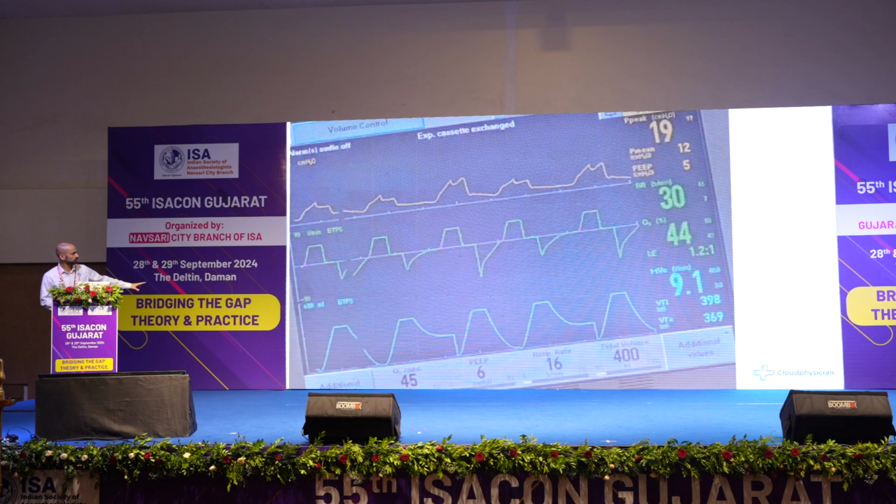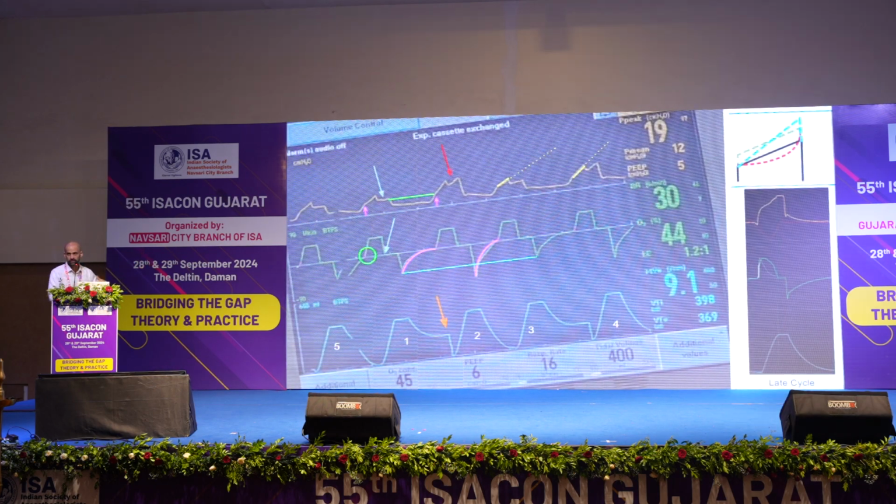This is your Maquet Servo ventilator, and you can see multiple abnormalities here, and I've labeled all of them. This is how you'll have to practice. What you see here is that there's not much of a step up, so it's not a resistance problem. Peak expiratory flow is high only on some breaths, not on all breaths. The red arrow is showing late cycle. The patient wants to breathe out, so the pressure goes up.